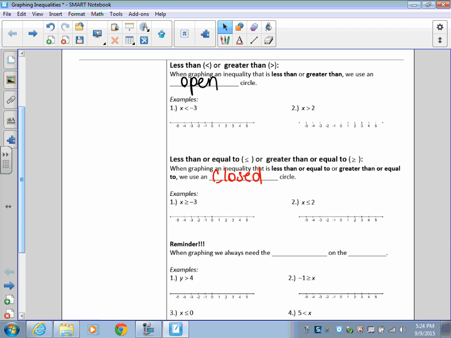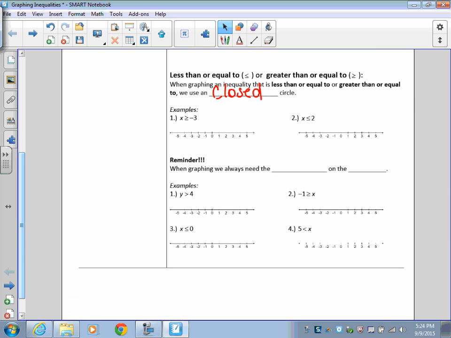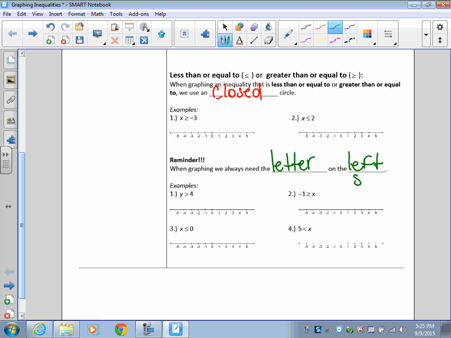Now let's drop down to where it says reminder. When we are graphing inequalities, we always need the letter or the variable on the left side. Again, we always need the letter. Sometimes you're going to see the word variable on the left side.